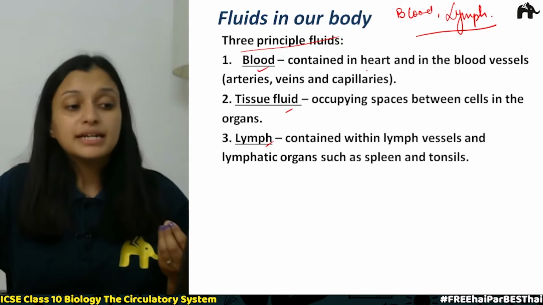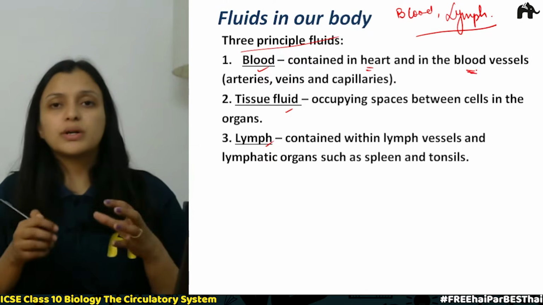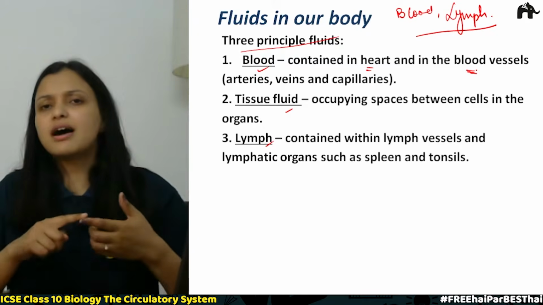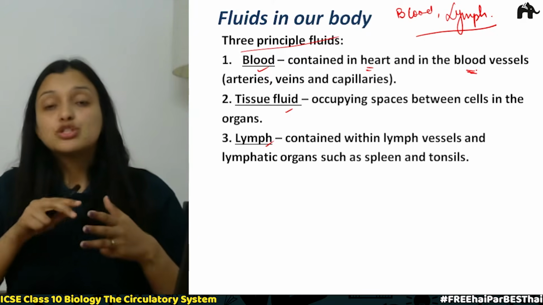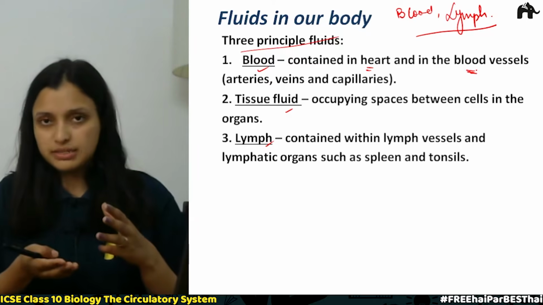So blood is actually present in our heart and in the blood vessels. So what are these blood vessels? Blood vessels are arteries, veins, and capillaries. So the blood is majorly contained in the heart and these blood vessels, right?